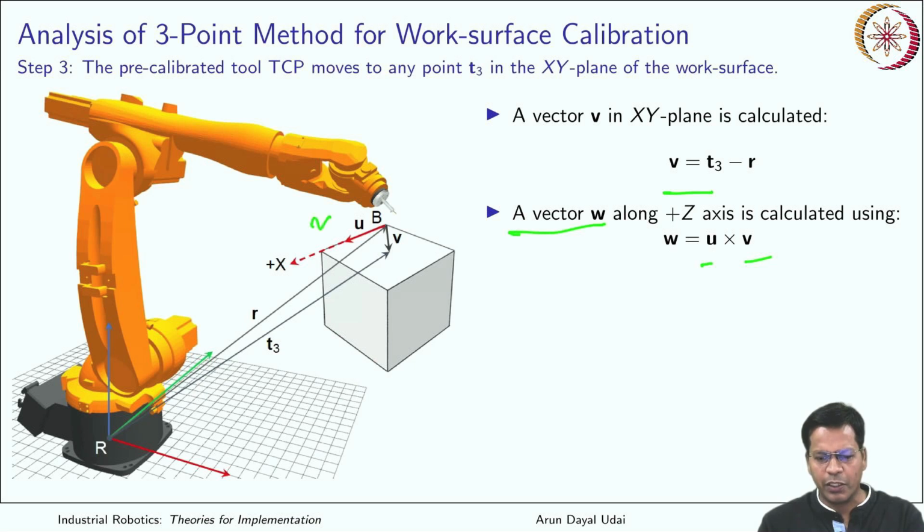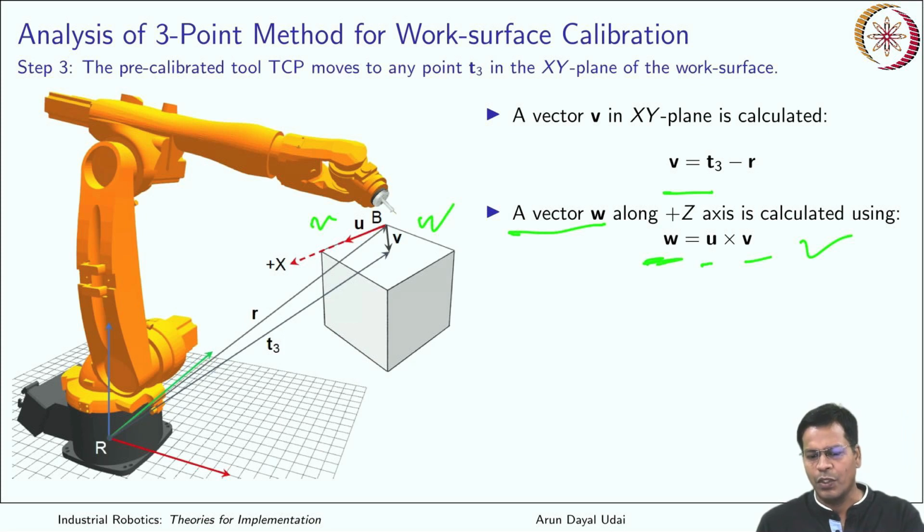If you take the cross product of u and v, both of which lie in the xy plane, you get a vector which is perpendicular to that plane, so that is w. Any vector which is perpendicular to the xy plane will be aligned with the z axis, the positive z axis. So if you take u cross v, it is the positive z axis.